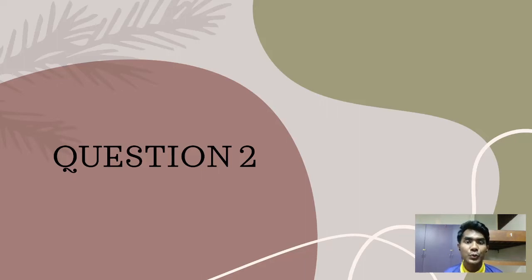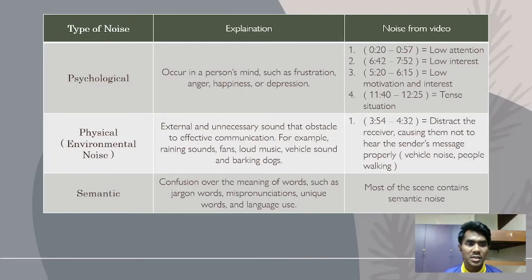So I will continue with question number 2, which is to identify the types of noise that we can find in our short film. The first type of noise that we can identify is psychological noise, which occurs in a person's mind, such as frustration, anger, happiness, or depression. From the short film, we can see the scene from 0.20 until 0.57. It shows low attention. Number 2, 6.42 until 7.52. It shows low interest. Next, from 5.20 until 6.15, it shows low motivation and interest. And the last scene that we can identify is from 11.4 until 12.25. It shows a big tense situation.